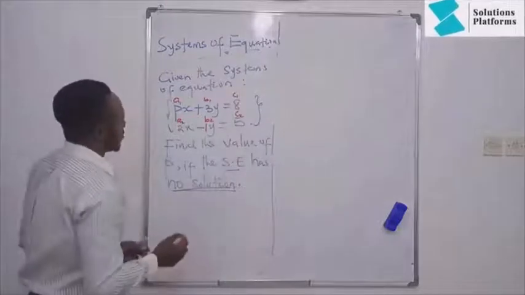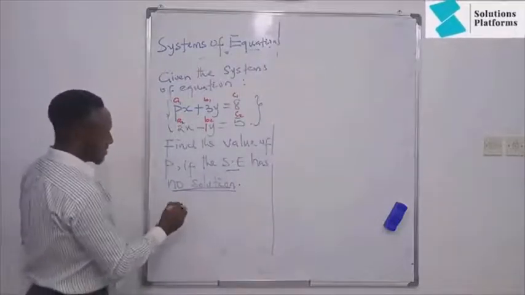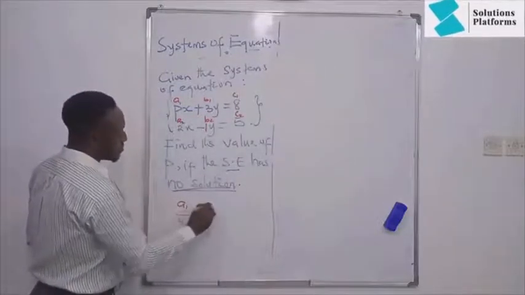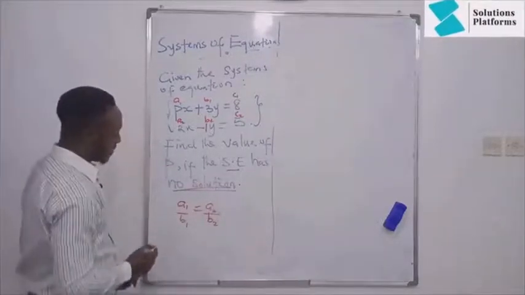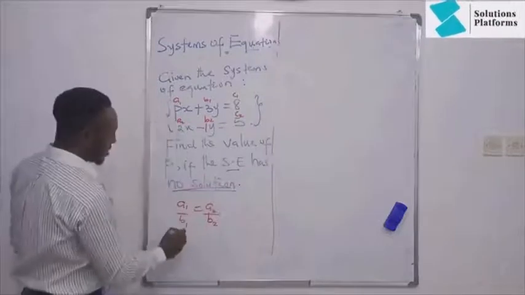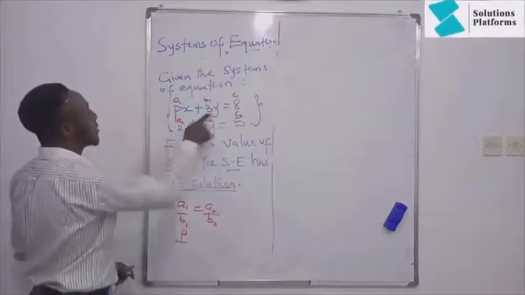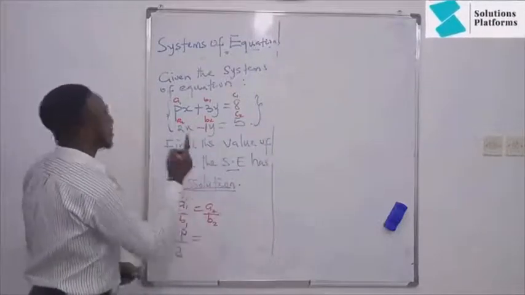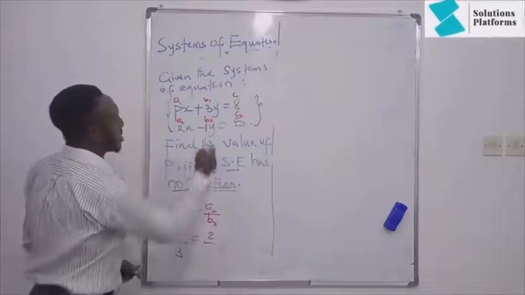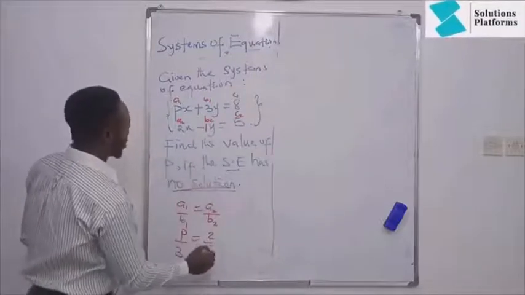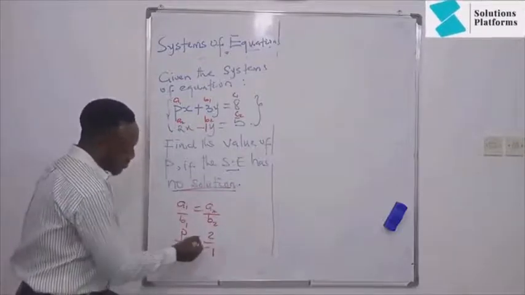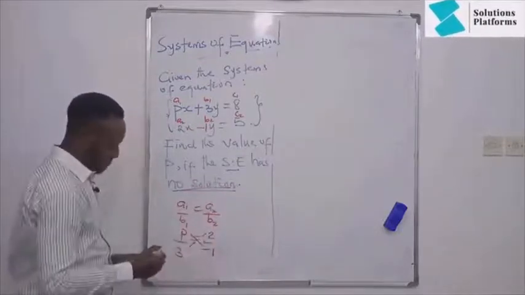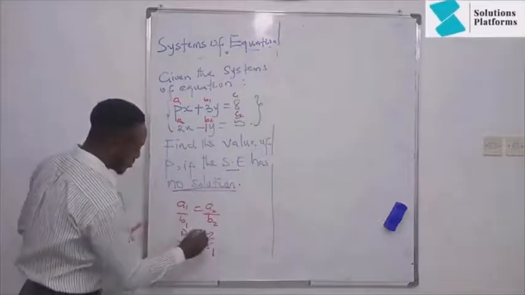Alright? Now the model says that the ratio of A1 to B1 will be equal to A2 to B2, the ratios, right? So A1 is p over B1 is 3, A2 is 2, and this is minus 1. Okay? So for me to get my p, all I need to do is just to cross multiply. Let me use another pen, that's cross multiply.